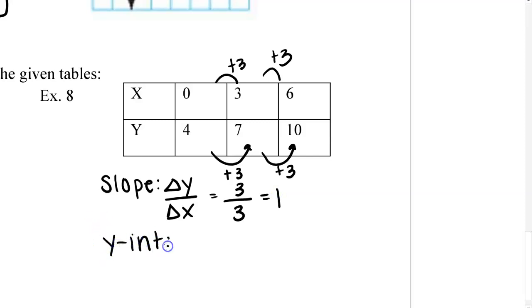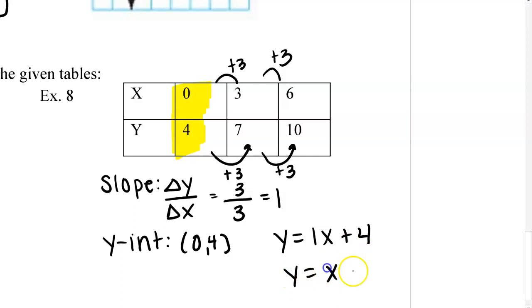When you are looking at the table for a y-intercept, the y-intercept has to be listed in the table as having an x value of 0. So you need to be really careful when you look at your table that the point that you choose is the point that has an x value of 0. So here, the y-intercept is 0, 4. So my equation is y equals 1x plus 4. If you wrote just x plus 4, that is the same thing.